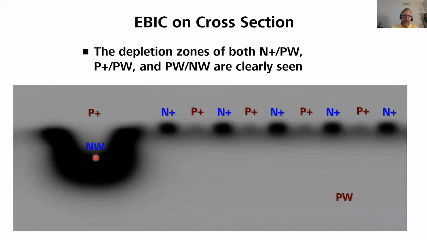Now, when we perform EBIC, we're imaging multiple kinds of depletion zones. The N+ P well, the N well P well, which is larger because of the effect of the lower carrier concentration. And we're even getting a fascinating result of some effect from the P+ P well depletion zone. So EBIC is a very powerful technique that can give you a lot of advanced characterization of diodes and junction properties in semiconductors.